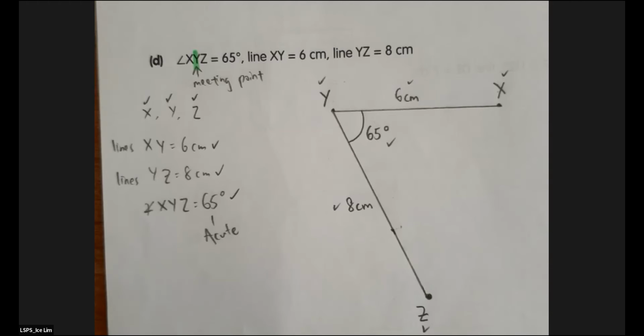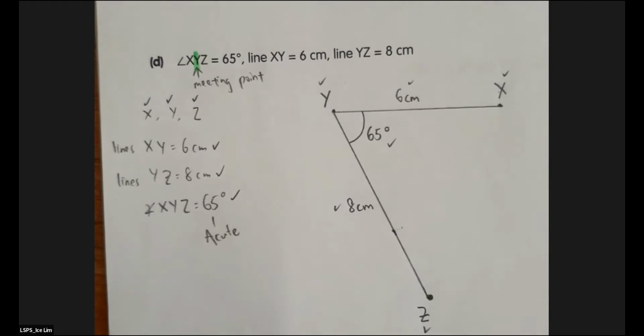This is question D. 65. Can you ask your next door neighbor to check whether your measurement is correct? I'm walking around to take a look at your measurement. Some of you look a little off. Your angle looks smaller than 65. Can you ask your table partner to check? This is wrong already, definitely not 65. This is up to 65, not 65. So use your protractor and measure again.